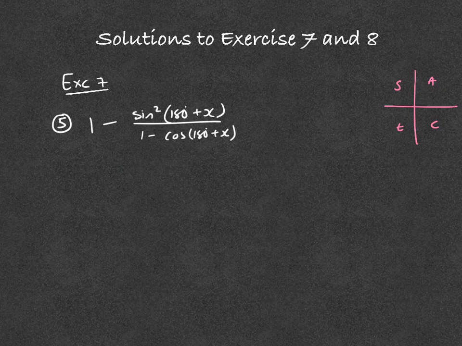Question 5. 1 minus sine square (180 plus x). 180 plus x is in quadrant 3. What happens with sine in quadrant 3? Sine in quadrant 3 is negative. So we've got 1 minus, and on the numerator, (minus sine x) all squared. And on the denominator, we've got 1 minus cos (180 plus x). Cos is negative in quadrant 3, so it's 1 minus cos x.